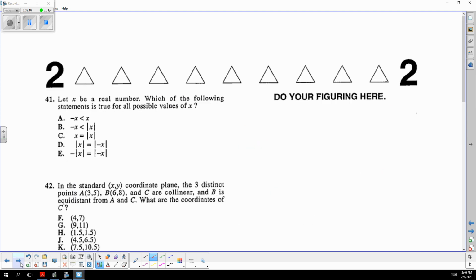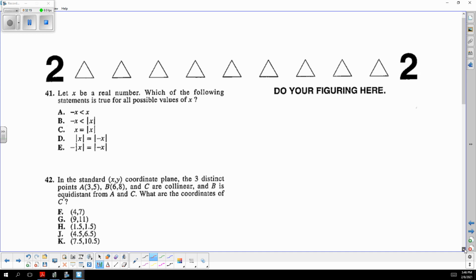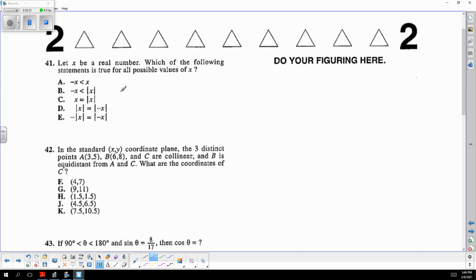792. All right. This one is strange. You have to be careful. Negative x is not necessarily less than x, because x could be negative.